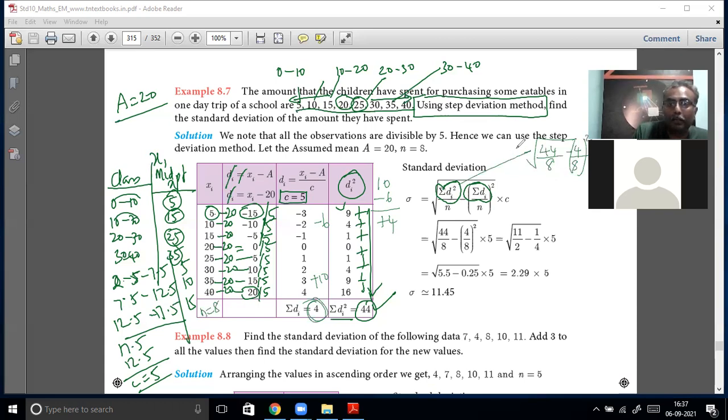The whole thing into c. C is 5, so whole thing into 5. Sigma is equal to this one. 4 by 8 becomes half. Half squared is equal to 1/4. 44 by 8, 22 by 4. Again, divide by 2, 11 by 2. So 11 by 2 minus 1/4 whole square into 5.